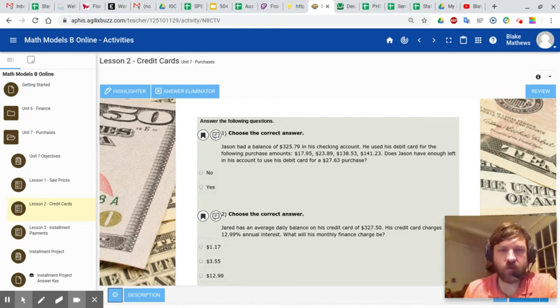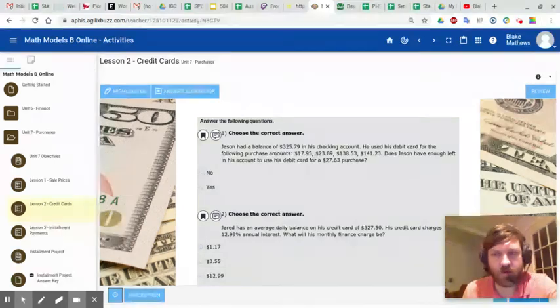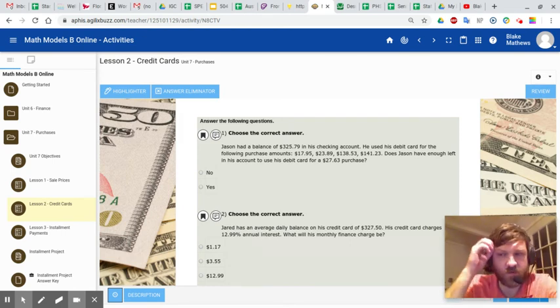when you use a credit card, if you don't pay the money back right away or at the end of the month, then you get charged what's called a finance charge, which is basically the fee that you pay for borrowing that money. So the first question is kind of a weird outlier. It doesn't really go with the rest, but we'll look at it real quick.